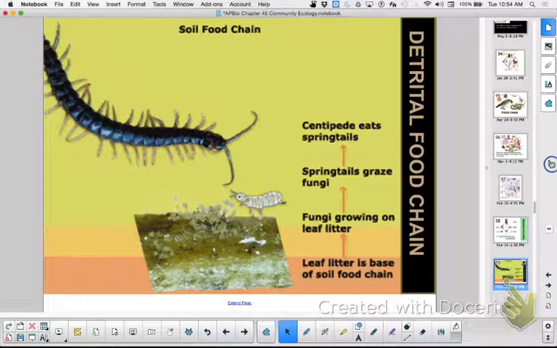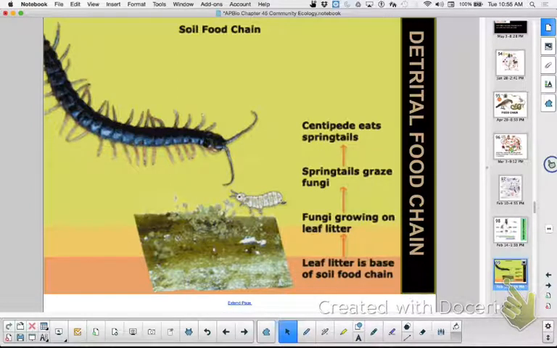Here's one detrital food chain, starting with, like, this could be the guano at the bottom of a bat cave. Okay, and that's where it's starting. It's actually starting with urine or feces or dead animals, and it's starting with heterotrophs or decomposers feeding on that, and then other heterotrophs consuming them. So there are food chains that don't start with a photoautotroph.